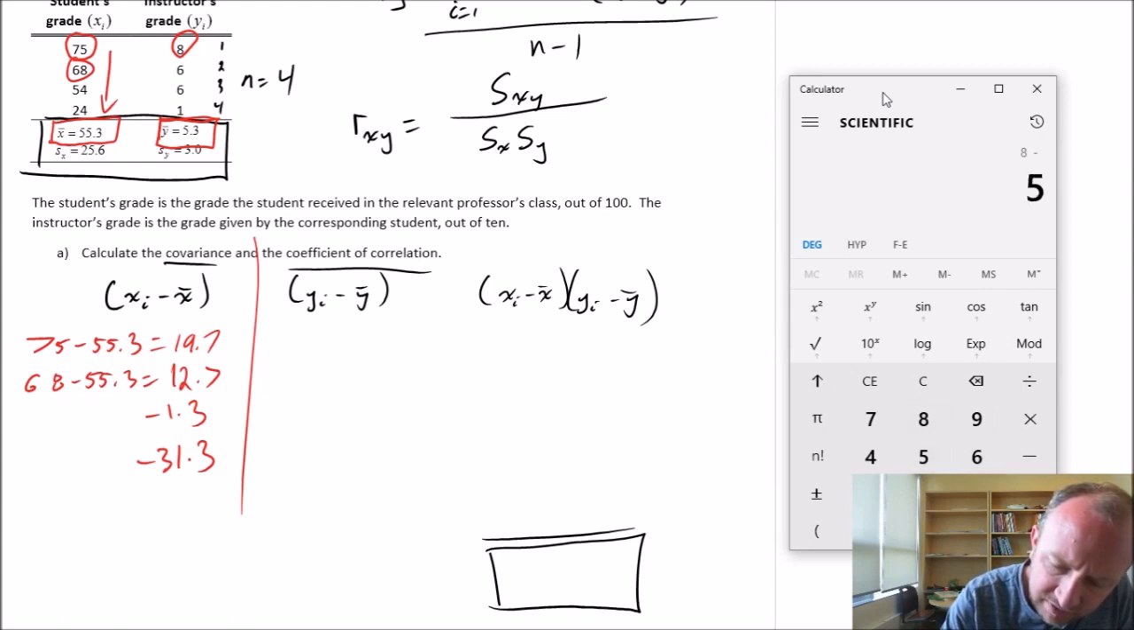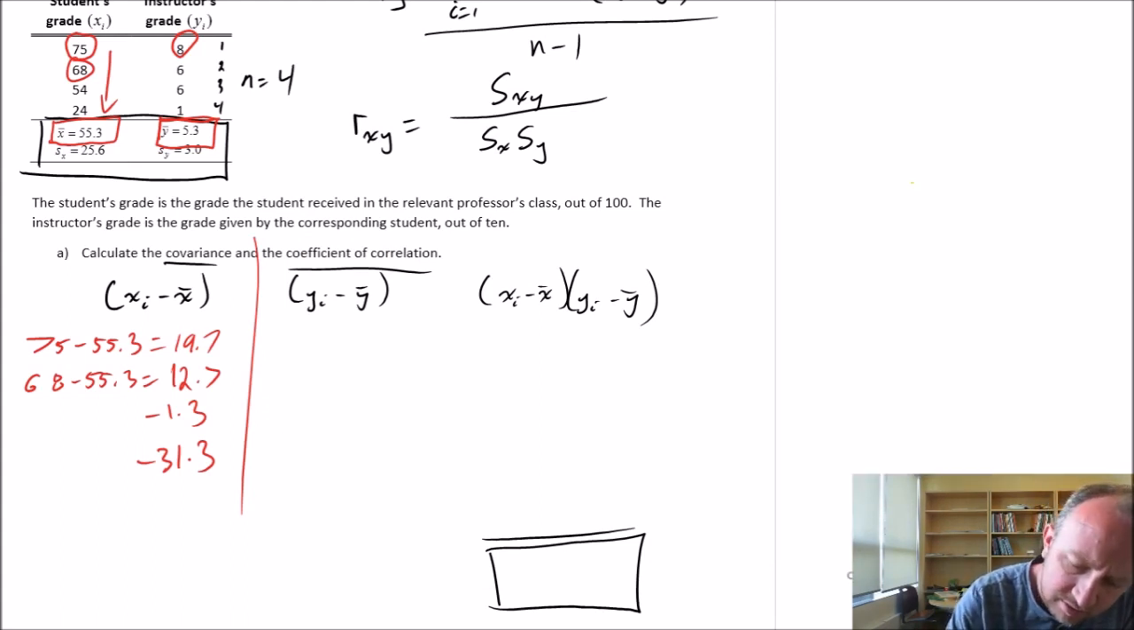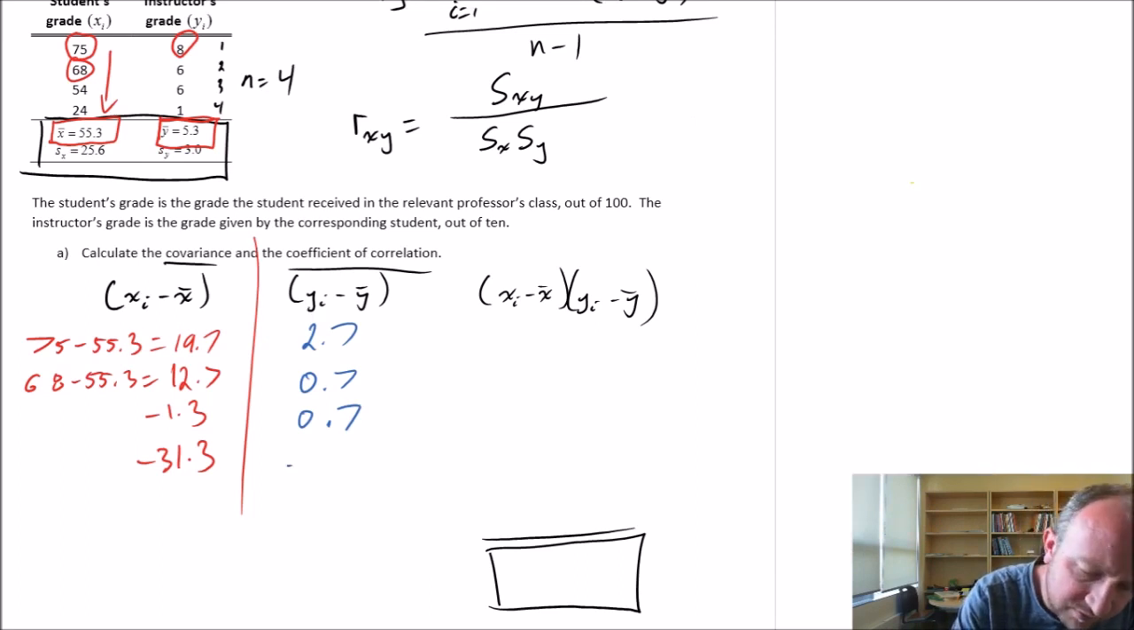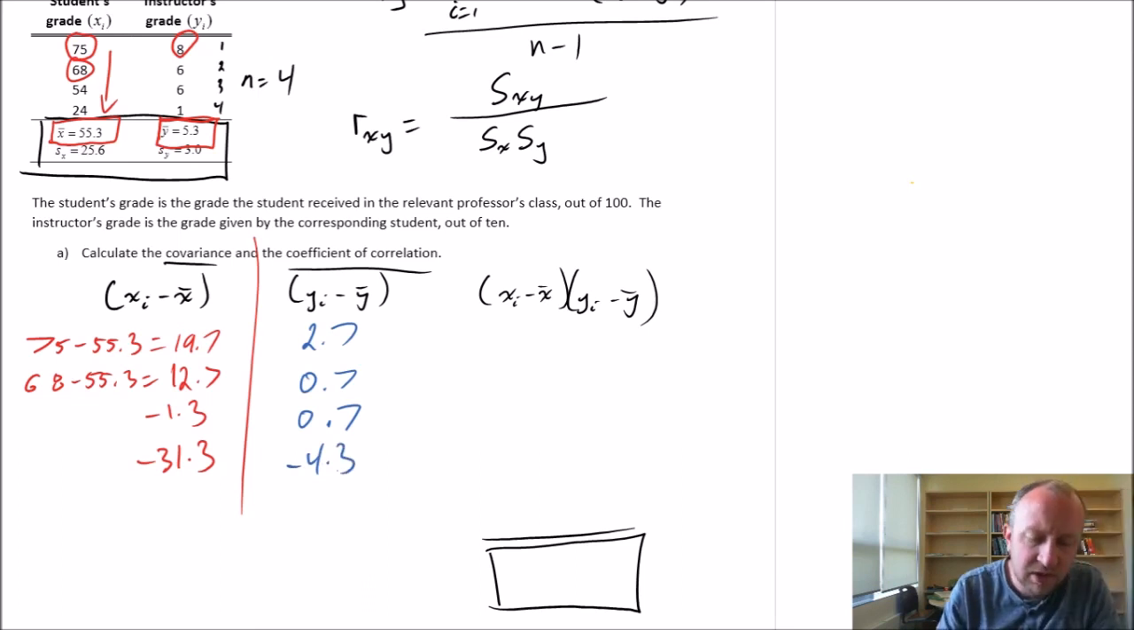8 minus 5.3, so it's 2.7. 6 minus 5.3, that'll be 0.7. Next one's the same, 0.7. And 1 minus 5.3, negative 4.3. Okay, so there we have all of our differences.